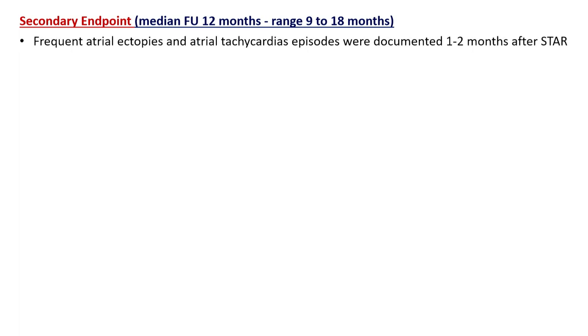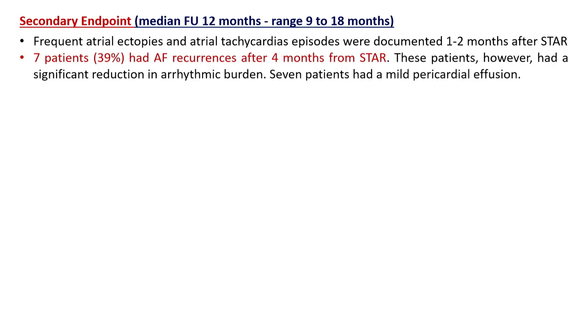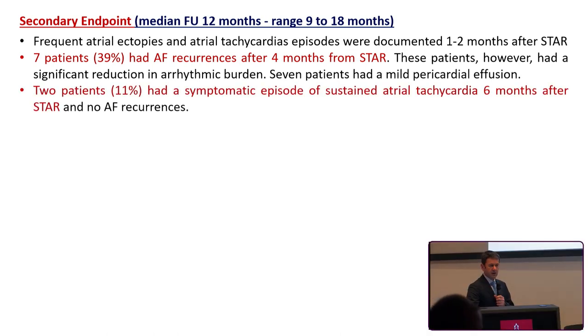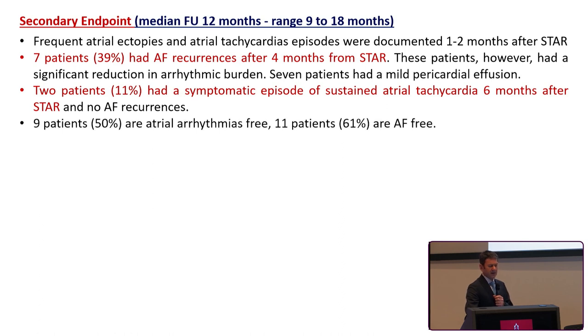Secondary endpoint. In the first 2 months, we had a lot of ectopies and some atrial tachycardia. After these 2 months, seven patients had atrial fibrillation recurrences after 4 months from STAR. And these patients had significant reduction in arrhythmias. So they had much less episodes. Two patients had atrial tachycardia 6 months after STAR, but not AF recurrences. Nine patients are atrial arrhythmias free, completely free. So we have a 50% success rate and 61% atrial fibrillation free.